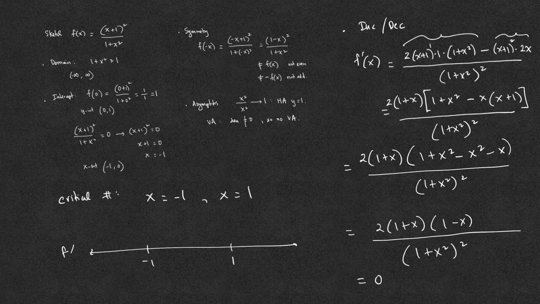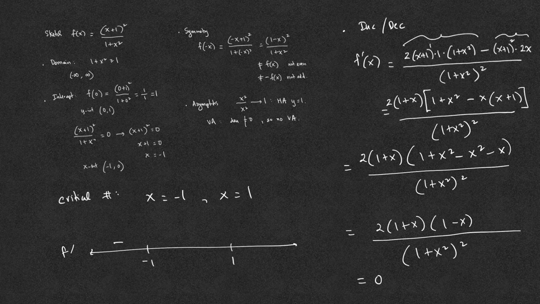If we plug in any number between negative infinity and negative 1 into the numerator, the denominator is always positive, so we do not need to check the denominator. If we plug in x equals negative 2 from the first interval, we will see that 2 times 1 plus negative 2 is negative 1, negative, and 1 minus negative 2 is positive, so 2 times a negative times a positive is a negative number.